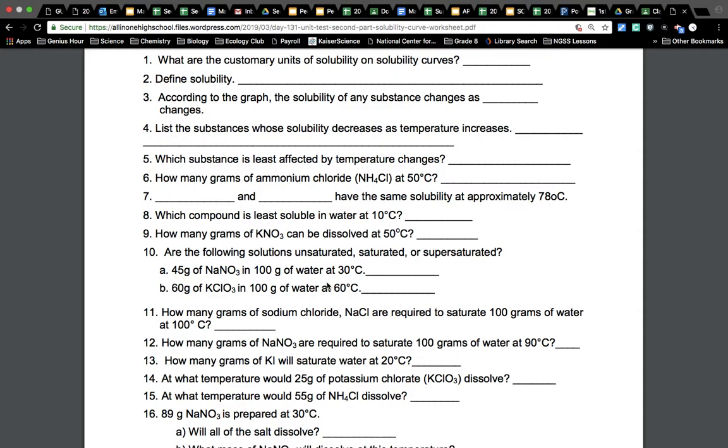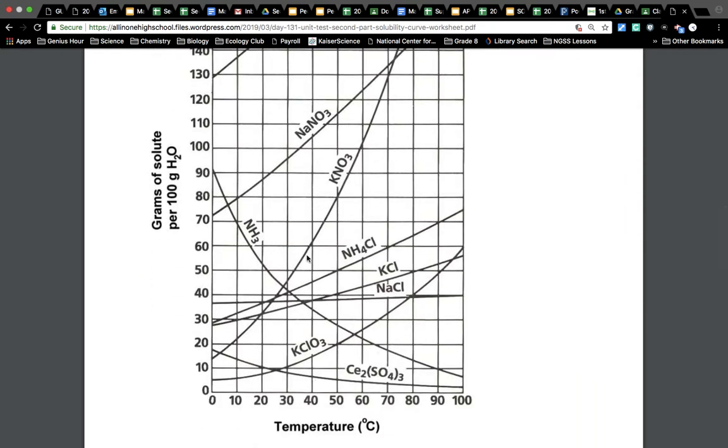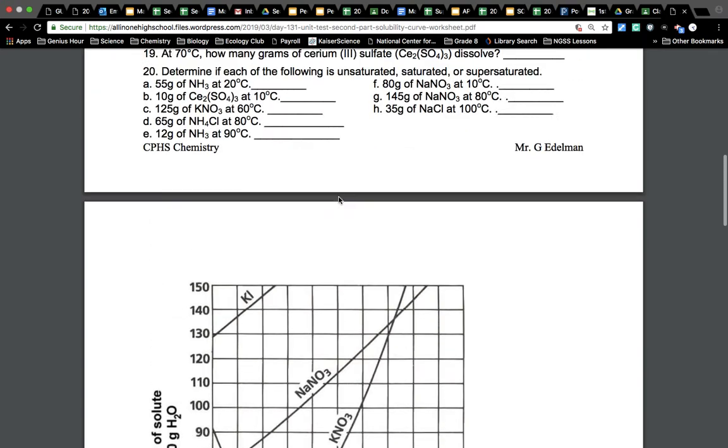9. How many grams of KNO3, what is that? That's potassium nitrate, can be dissolved at 50 degrees Celsius? So potassium nitrate, here's our line, 50 degrees Celsius, looks about 80 grams. Okay.